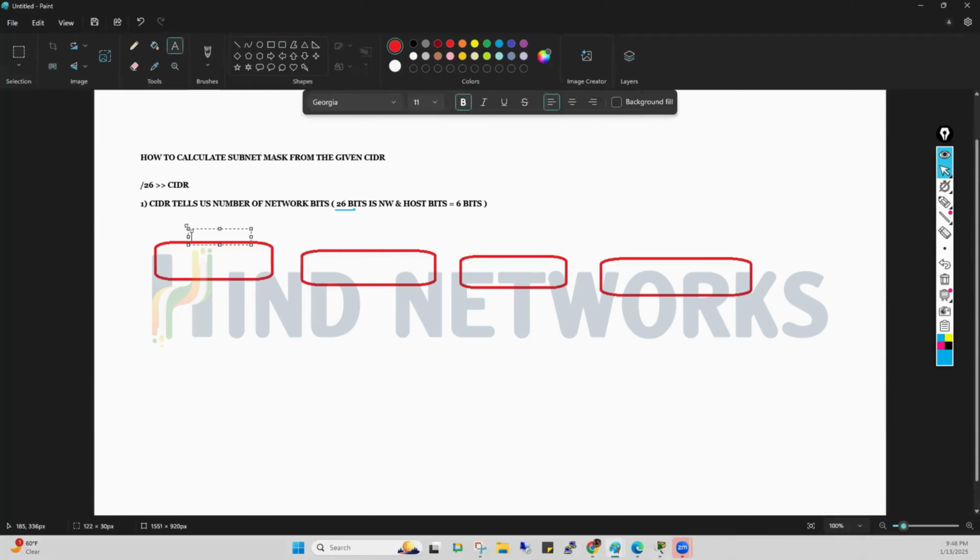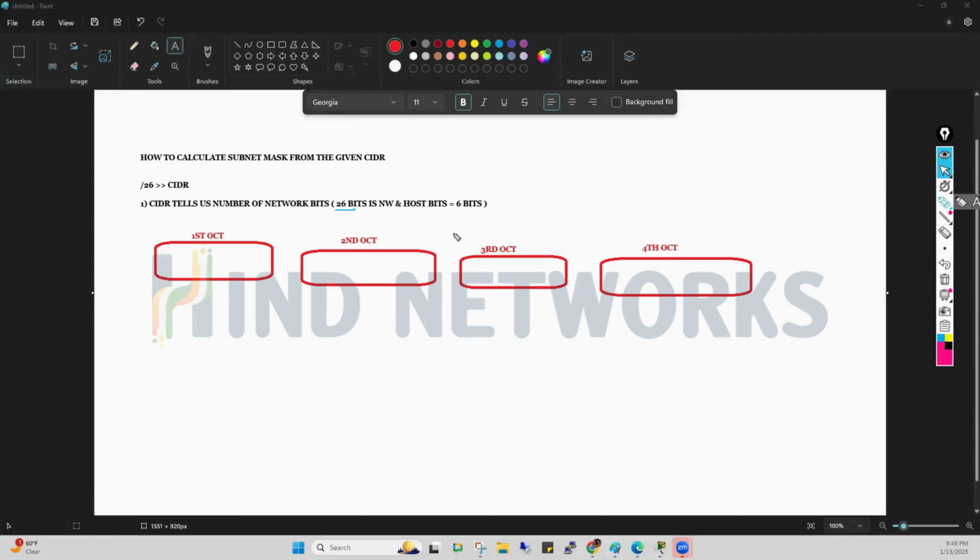So this is called the first octet. This is called the second octet. This is called the third octet. And this is called the fourth octet. So guys, these are the 4 octets.